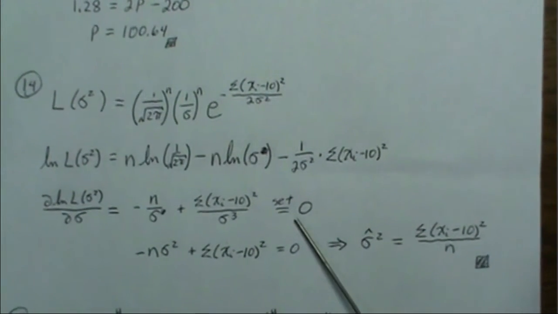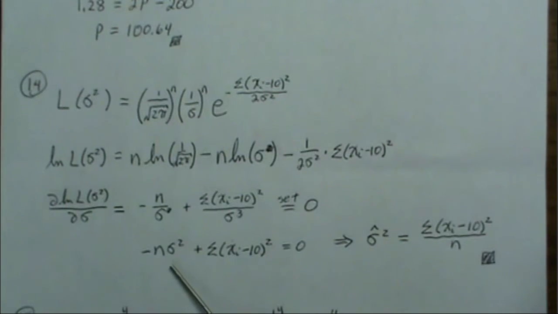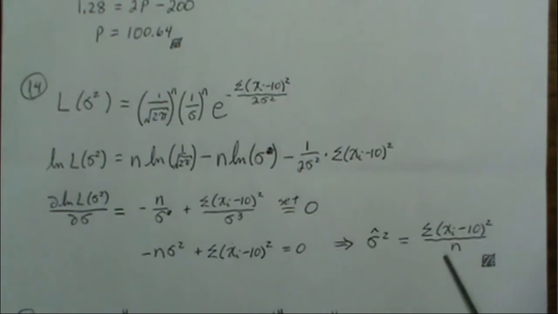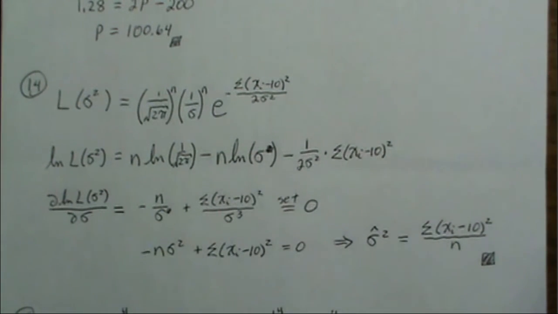So set it equal to 0, multiply through by sigma cubed, and we're left with this. And then take this to the other side, divide by n, and we get sigma squared is equal to the sum of xi minus 10 squared divided by n.